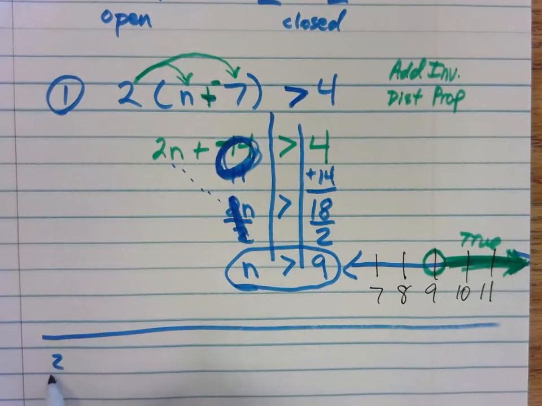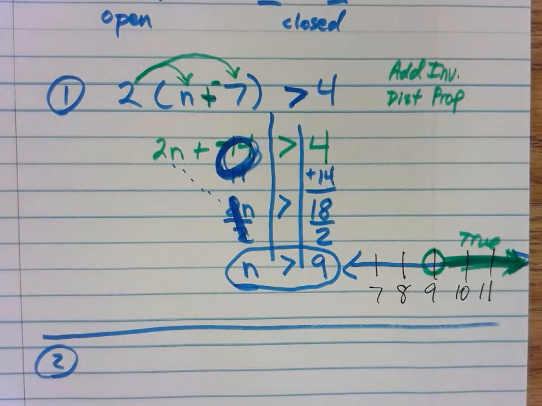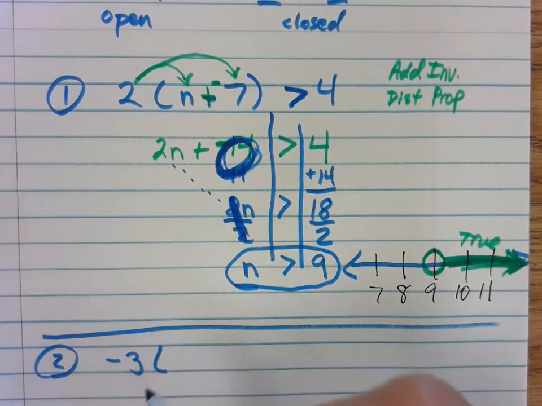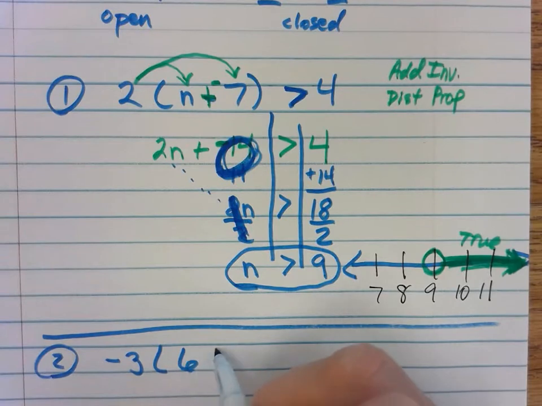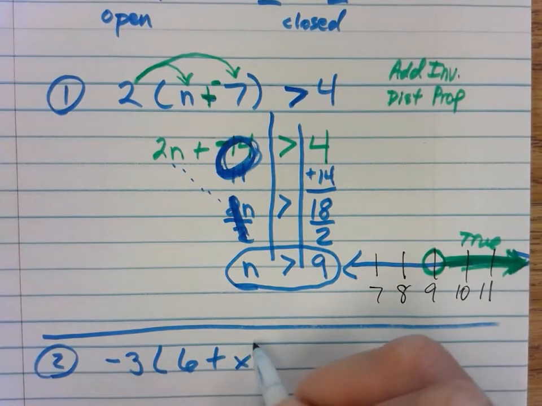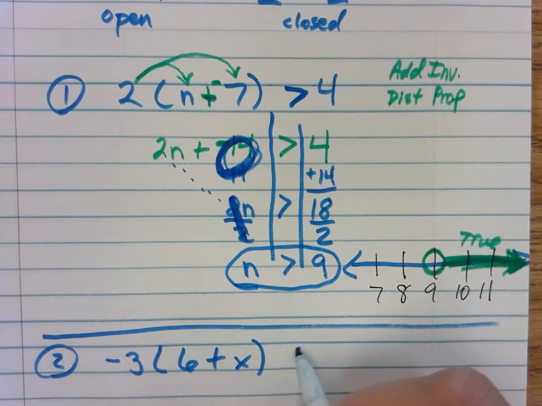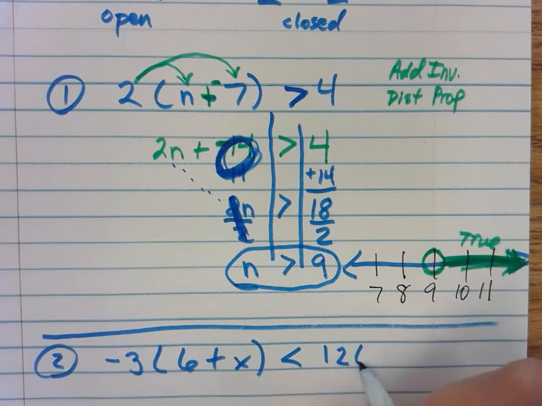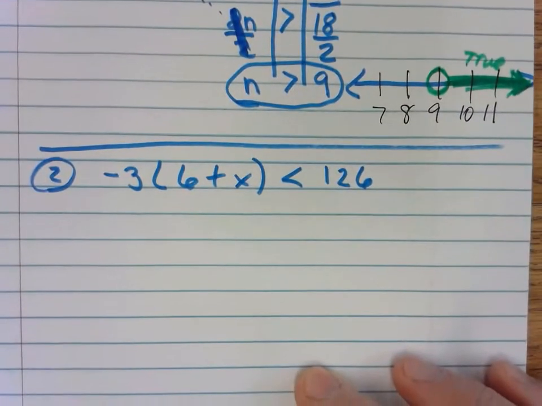Multi-step inequalities. All right. This time, let's put a negative number on the outside of this thing. Let's say we've got negative 3, and then you got 6 plus x in parentheses is less than 126. Okay. You ready? Let me slide that up so you can see a little bit better.